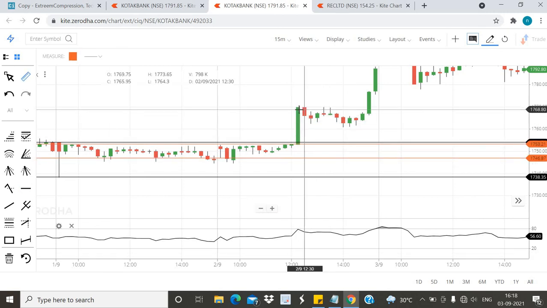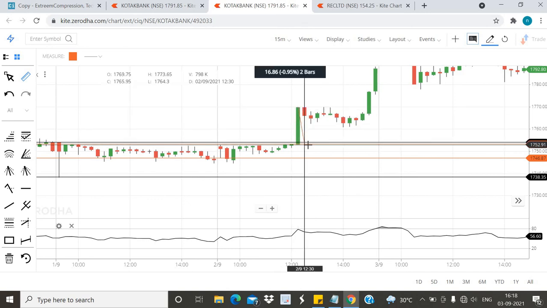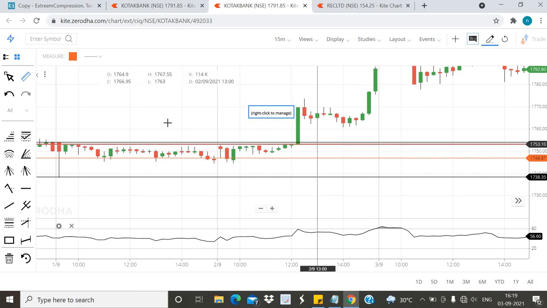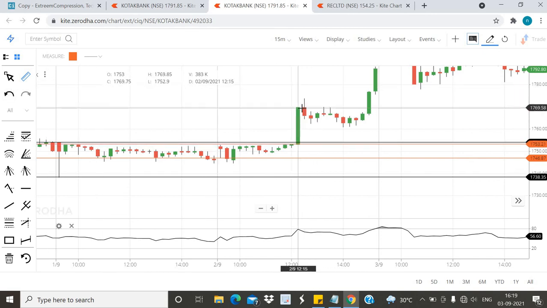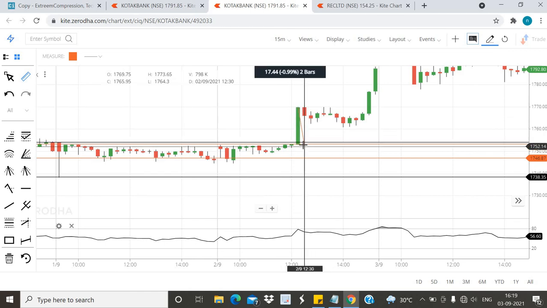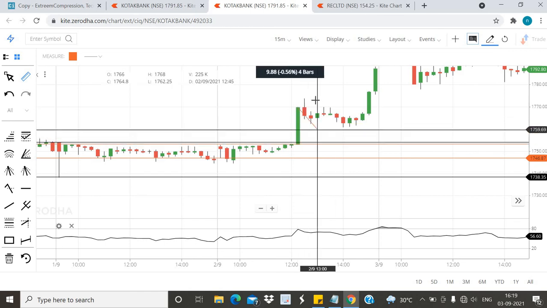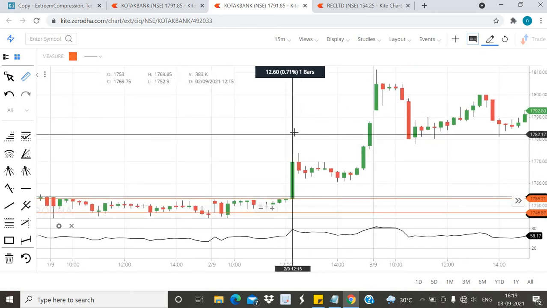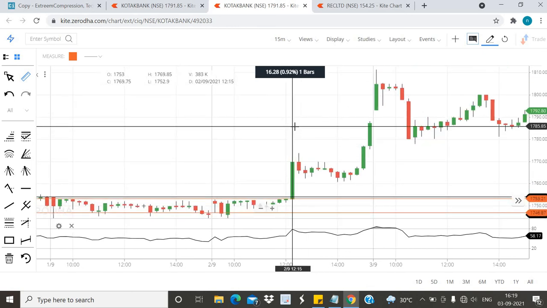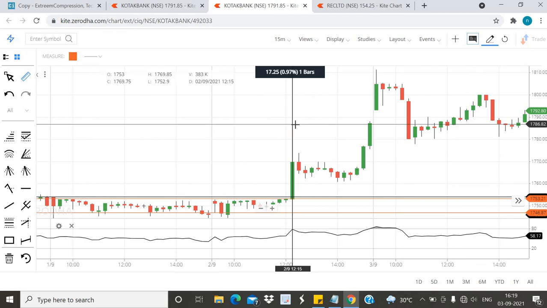So our entry will be around this point, and the stop loss is the low of the candle which we are going to enter. So our stop loss will be around here, 1752.91. This will be our stop loss. This will be our entry. Let us check if it's a 1:1 or 1:2. So the risk we are taking is around 16 rupees, and the reward we would have got is around 17 rupees at the end of the day.